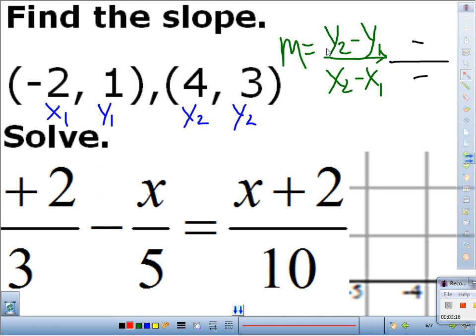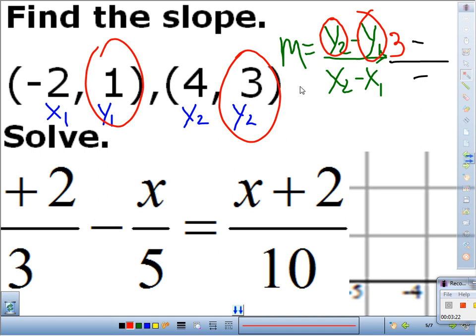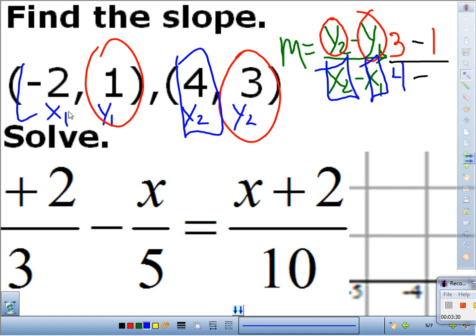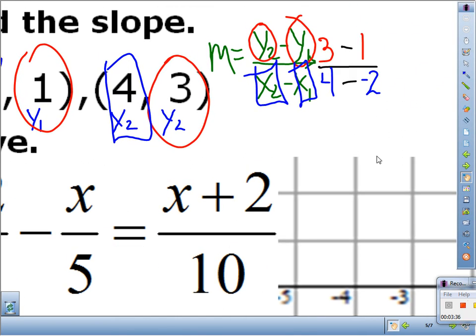So let's see. Y sub 2 is 3. Y sub 1 is 1. X sub 2 is 4. And X sub 1 is negative 2. Now, why is it important to write the minus before you substitute? Because this becomes negative times a negative is a positive.